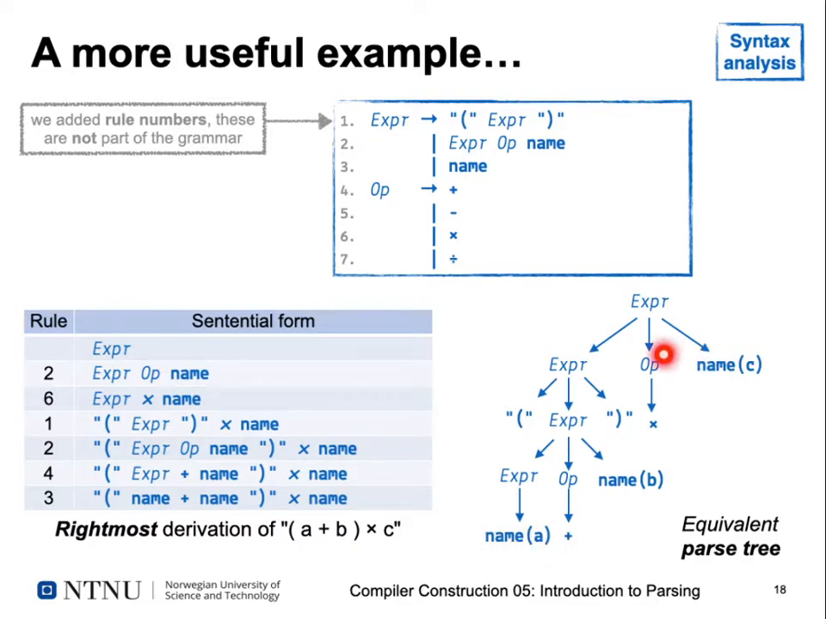So what you have here at the leaves of your parse tree is only terminal symbols, and the internal nodes of your parse tree is only non-terminal symbols.